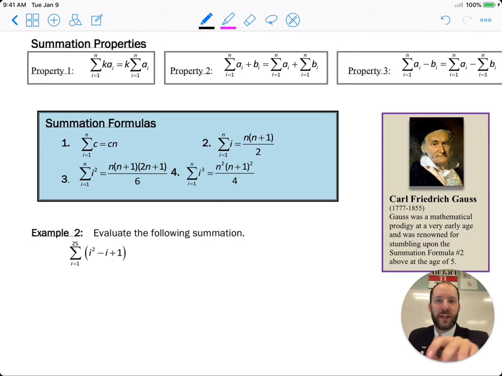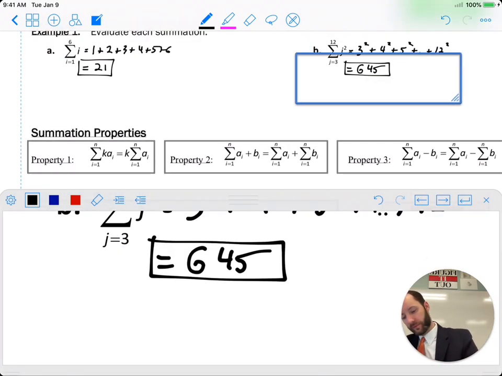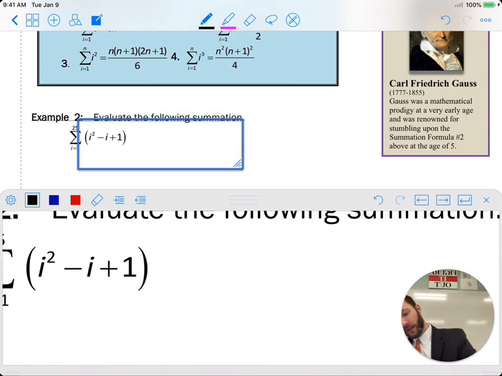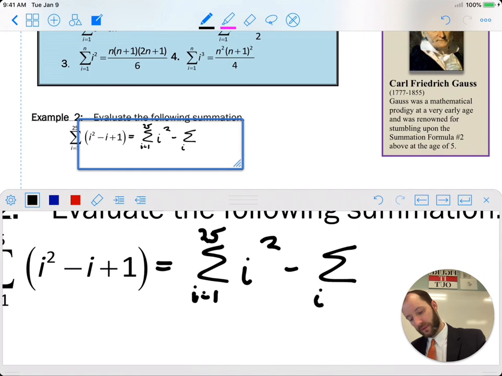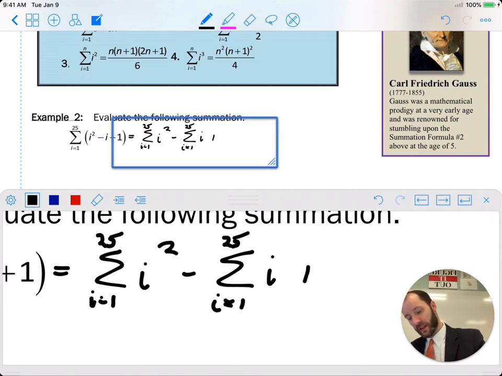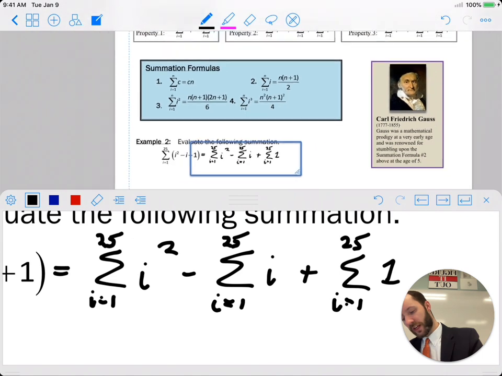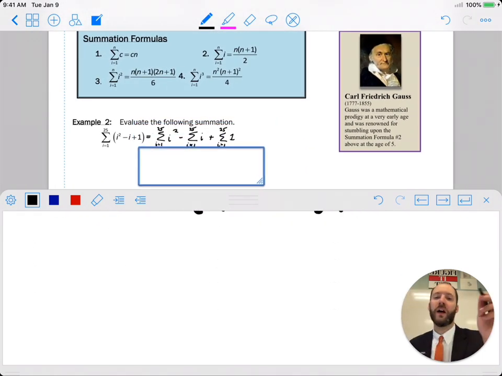So we can use some of these summation formulas to more easily evaluate the summation in example 2. So coming down here, because of the properties for summations, we can split this up. So the sum from i equals 1 through 25 of just our first term, i squared, minus the sum from the first term through the 25th of just i, and then add on the third sum of just the number 1.